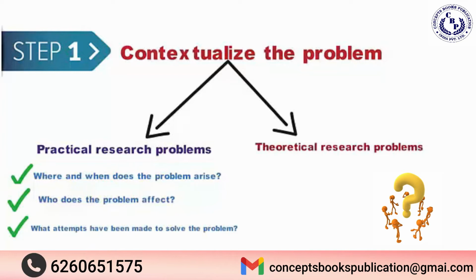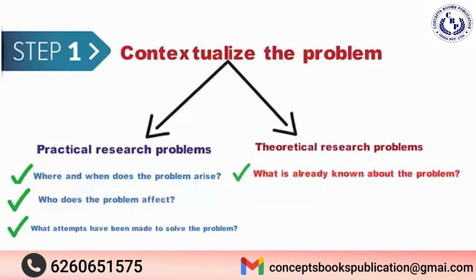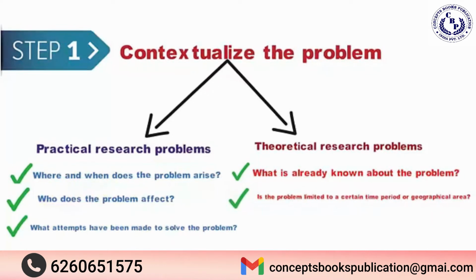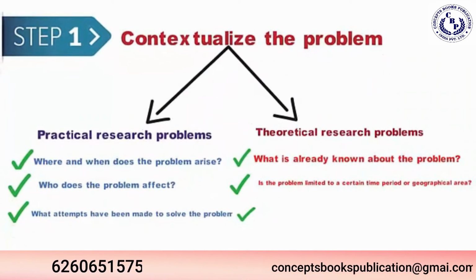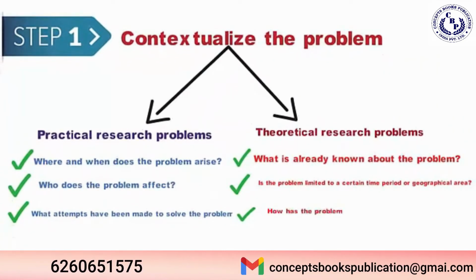Theoretical research problems. For theoretical research, think about the scientific, social, geographical and/or historical background. What is already known about the problem? Is the problem limited to a certain time period or geographical area? How has the problem been defined and debated in the scholarly literature?